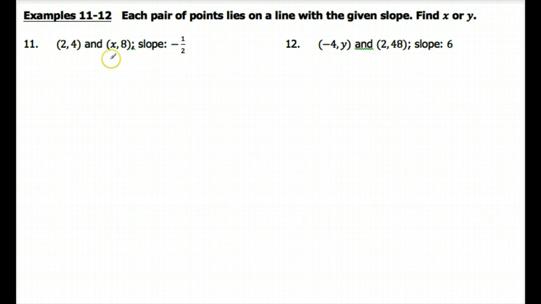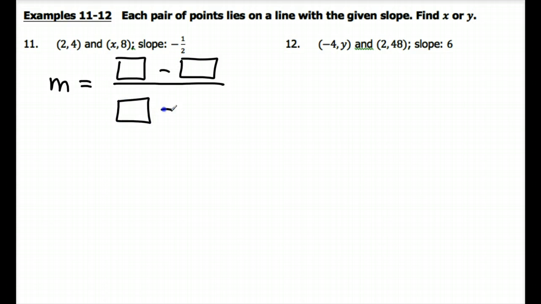So in number 11 here, we're missing an x coordinate, and our job is to find what that x value is equal to. So we're still going to use our slope formula. Again, m equals change in y over change in x. But this time, instead of solving for m, we know what m is equal to. M is actually equal to our slope, which is -1/2. So I'm going to plug in -1/2 for m, and then plug into my formula as follows.